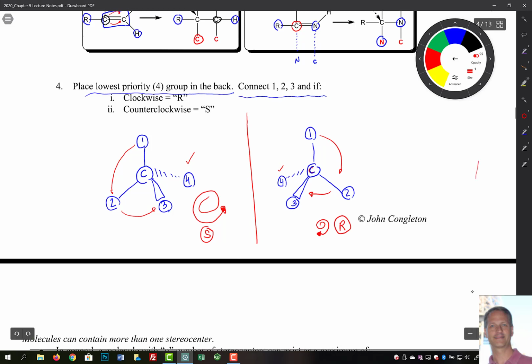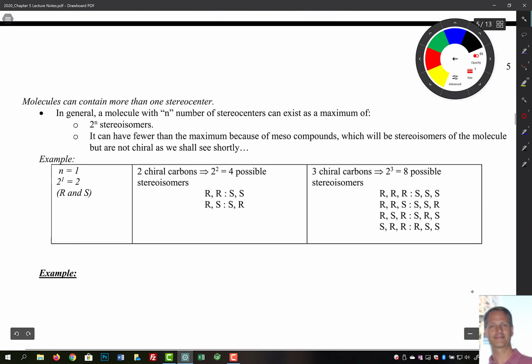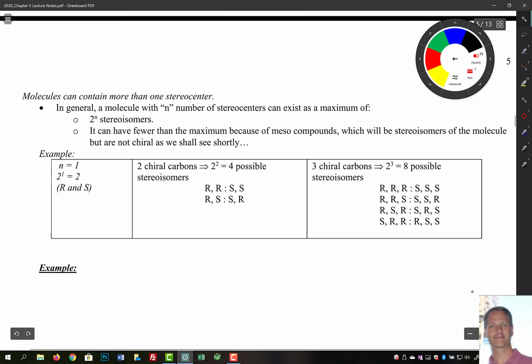Now, it turns out there's a pattern with this too. So the number of stereocenters is something that can be calculated because it's just a matter of configurations essentially. So molecules can contain more than one stereocenter. We saw that in some previous examples. In general, a molecule with n number of stereocenters can exist as a maximum of 2 to the n stereoisomers. Now, a side note, it can be fewer than the maximum because of something called meso. So we're not going to get into meso for a little bit longer. All right, we'll discuss that a little bit further in one of our future discussions here.